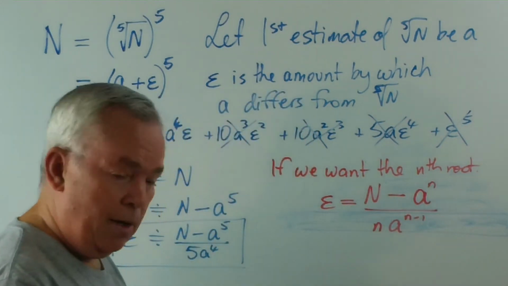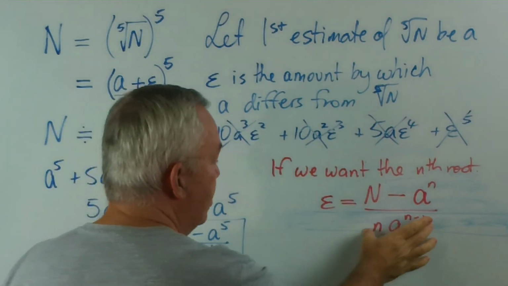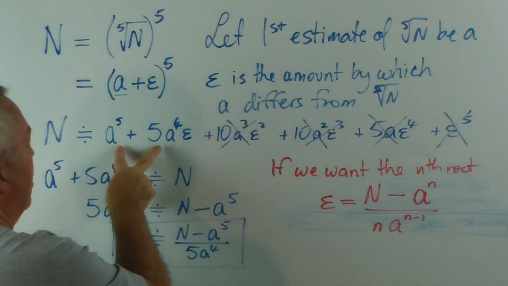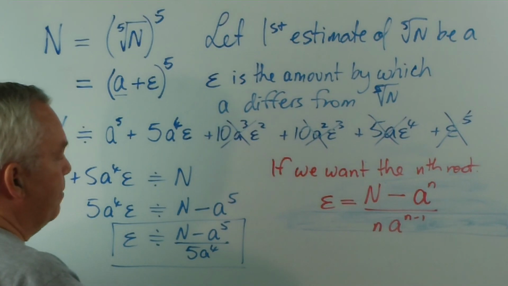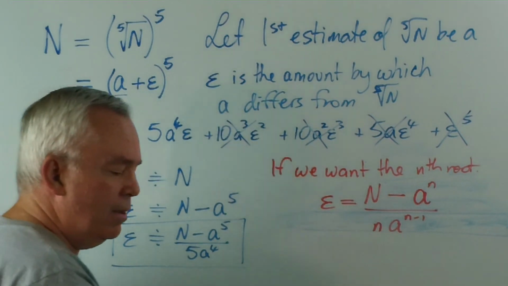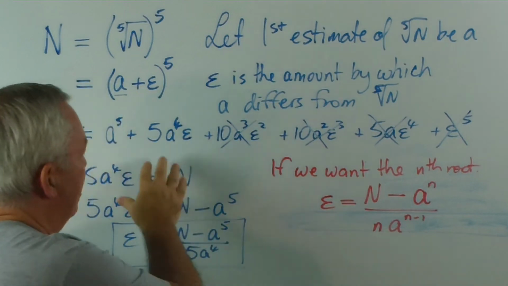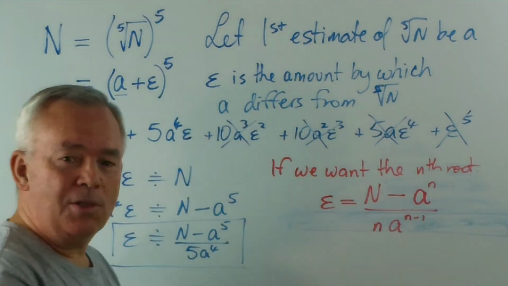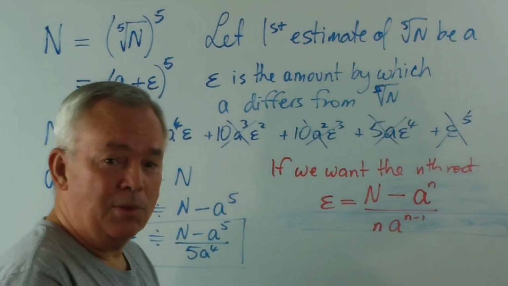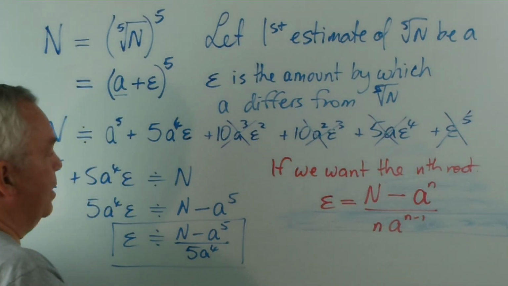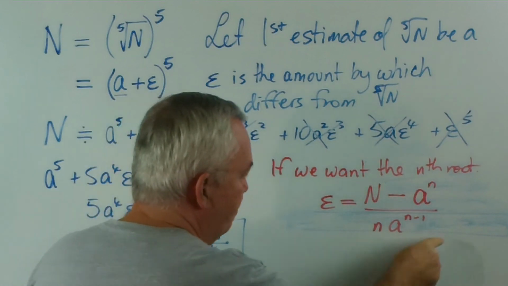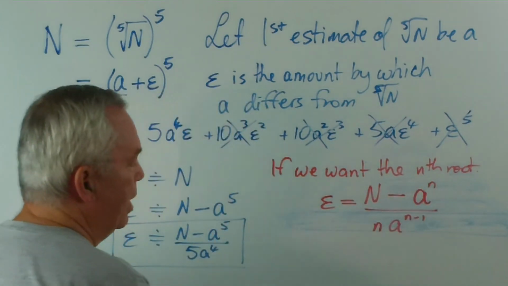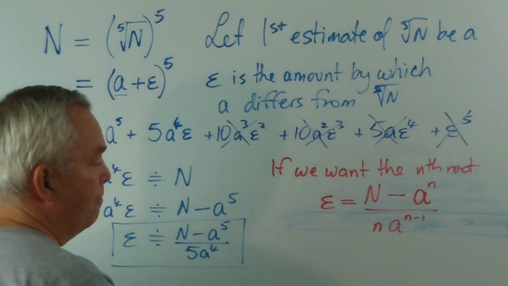Those of you who do calculus will recognize this. You may even realize why it's these two terms, especially if you make these calculations using first principles and taking limits, and you'll see why these terms appear. But this is what we want, to find the nth root.